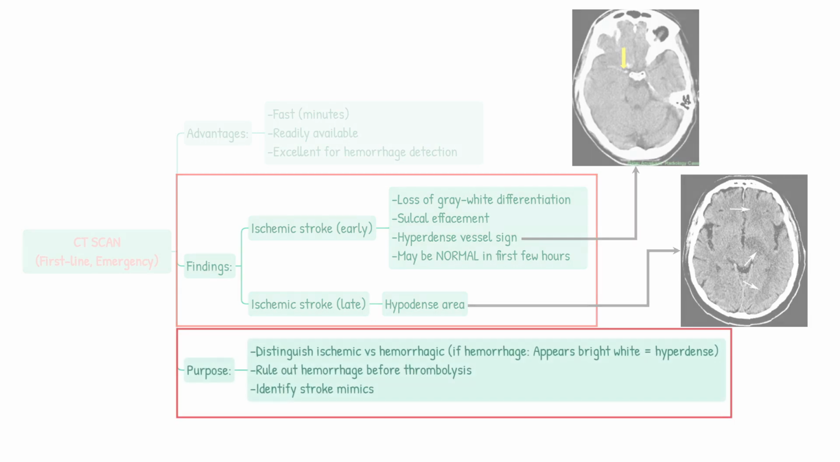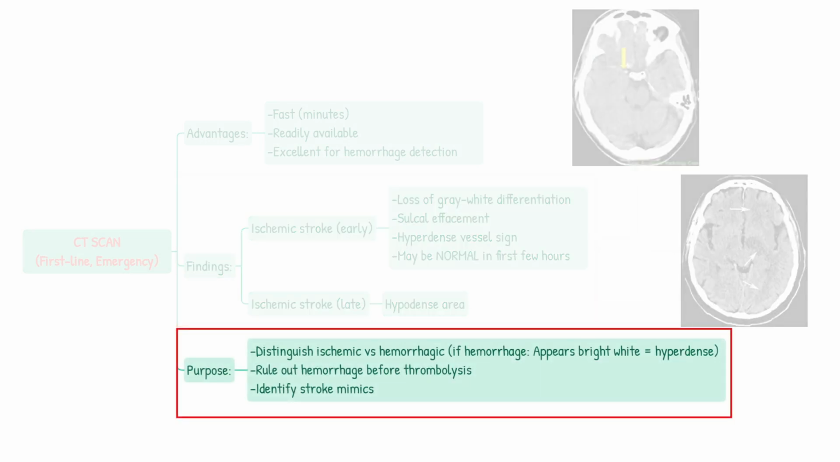The main purposes are to distinguish ischemic from hemorrhagic stroke, rule out hemorrhage before giving thrombolysis, and identify stroke mimics. Remember, hemorrhage appears bright white or hyperdense on CT.